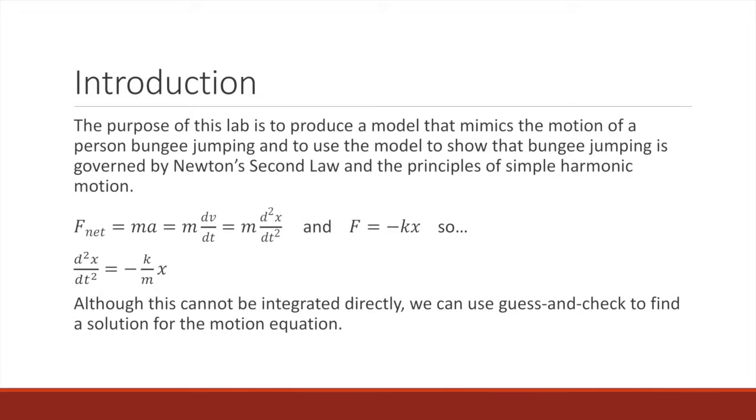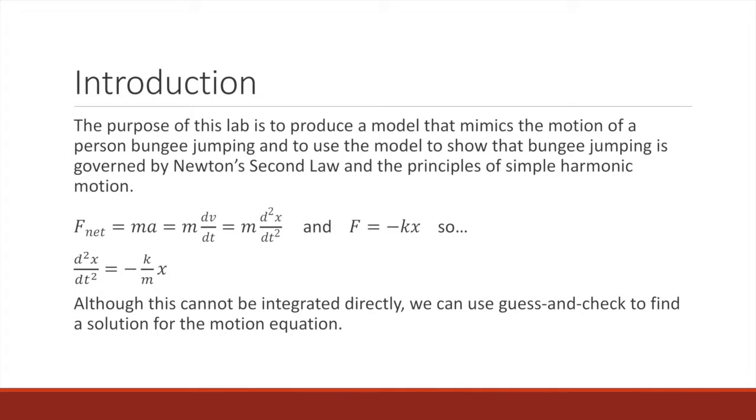The purpose of this lab is to produce a model that mimics the motion of a person bungee jumping, and to use this model to show that bungee jumping is governed by Newton's second law and the principles of simple harmonic motion. According to Newton's second law, the net force is equal to mass times acceleration. In addition, Hooke's law says that force equals the negative spring constant times the distance that the spring is stretched.